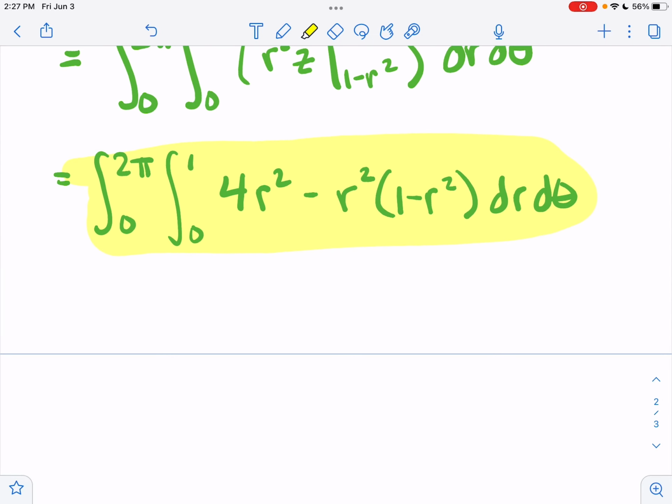So we'll stop at that point. We're just setting this up. We can do this double integral in r. It's the power rule on r, and then the 2 pi coming from the theta integral. But that's how we do it in cylindrical coordinates.